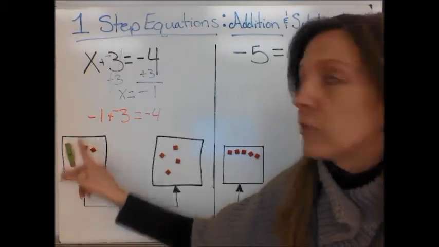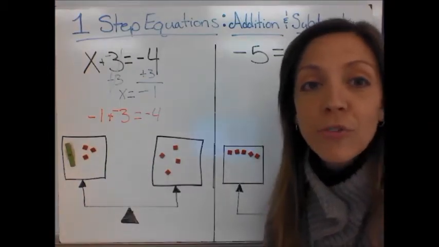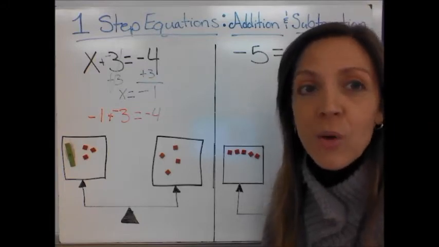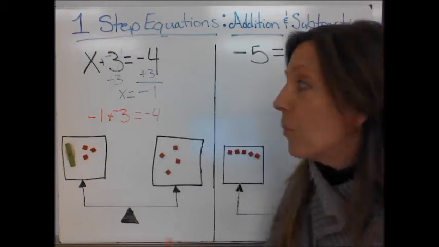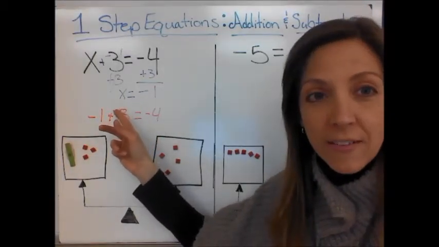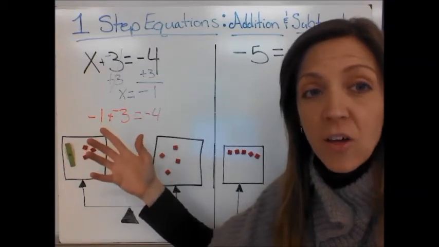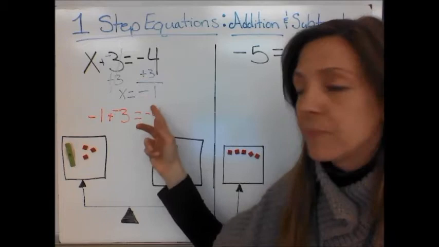This long tile right here represents x. The object of an equation is we're always trying to find the value of x. We're always trying to get x alone so that we can figure out what x equals. If I can get x on one side of the equation all by itself, and I have a number on the other side, then I can find what x equals.